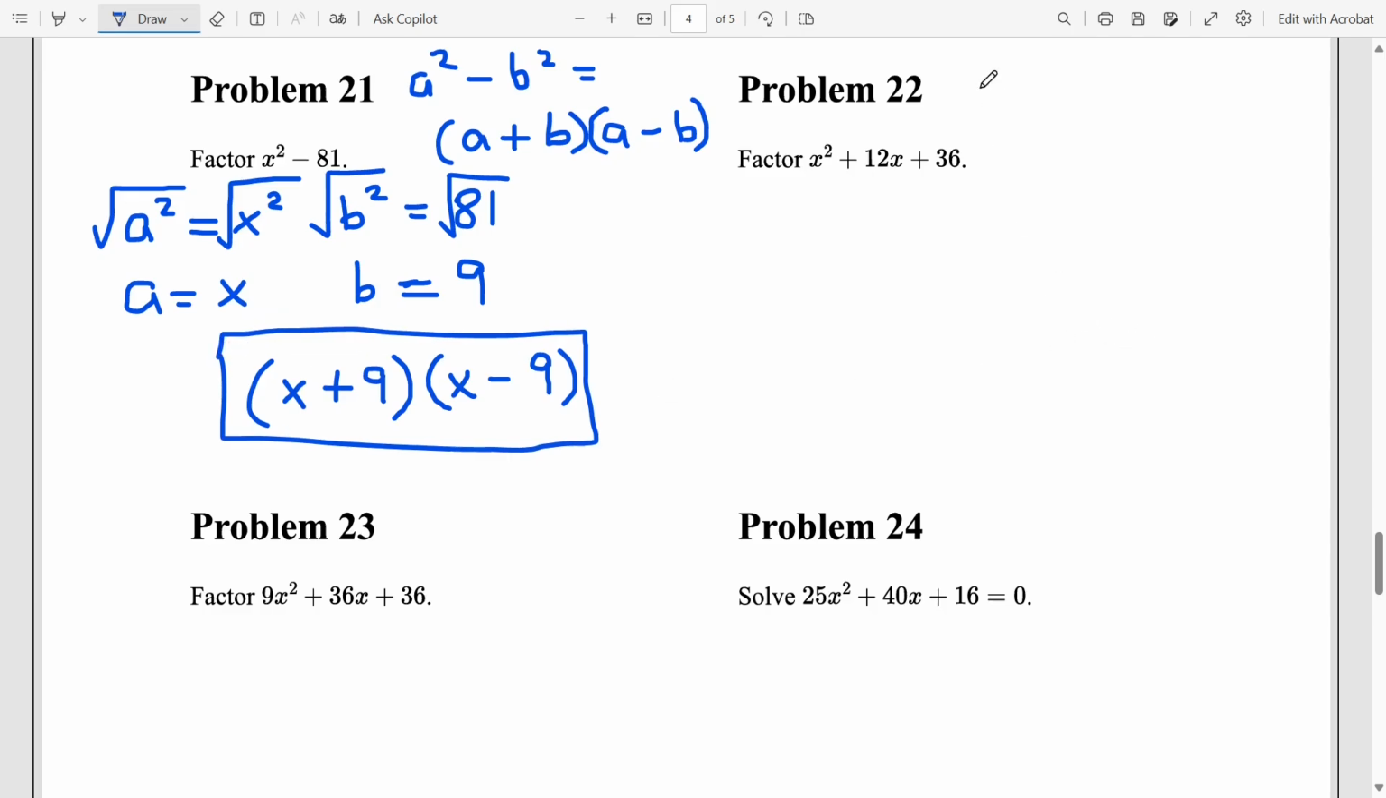All right, next one, we're going to factor x squared plus 12x plus 36. Now I recognize the pattern, but the pattern is this is what we call a perfect square trinomial. So it's a squared plus 2ab plus b squared is the form. And that's going to factor into a plus b squared.